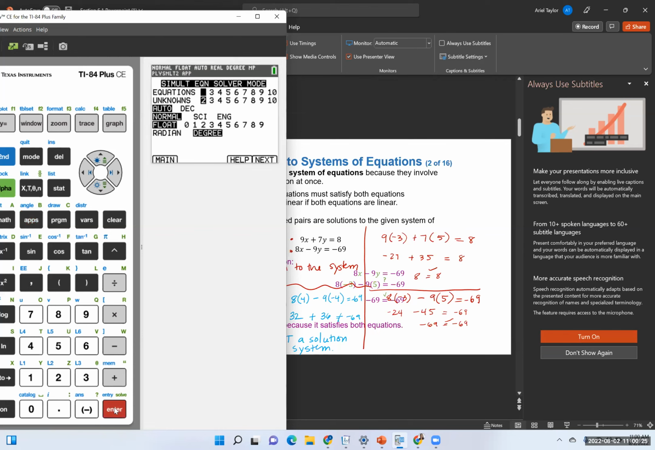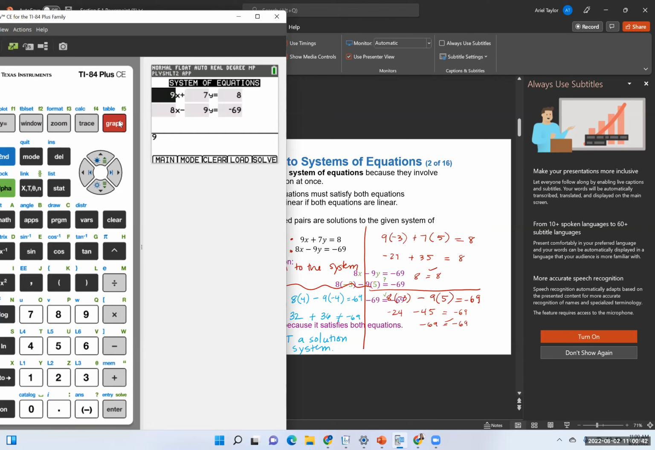Okay, from there, you get to where you type in your options. The options are, how many equations are we dealing with? 2. How many unknowns are we dealing with? 2. That's really the only thing you need to focus on this page about. And then you click next in the bottom corner, which corresponds to the graph key. So click graph to choose next.